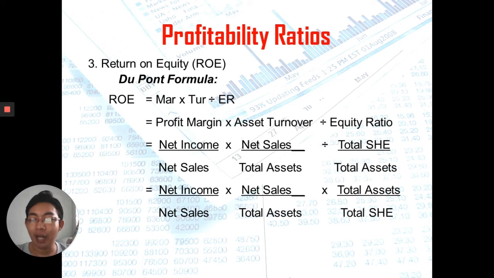And then we cancel out net sales kasi meron siyang numerator, meron siyang denominator. We can also eliminate total assets kasi meron siyang denominator, meron siyang numerator. So to simplify this formula, we will get net income over total shareholders' equity. This is the formula for ROE.